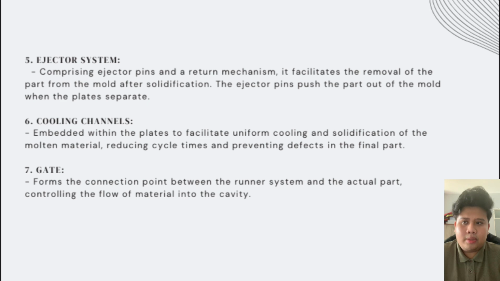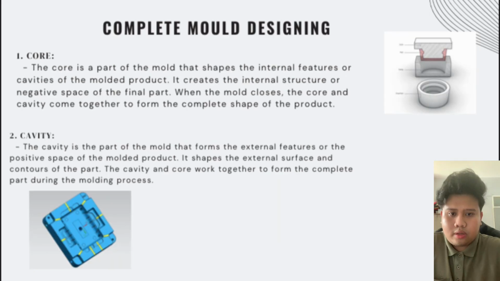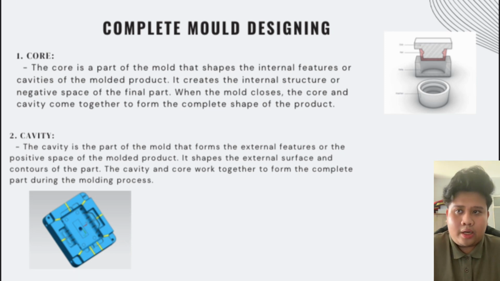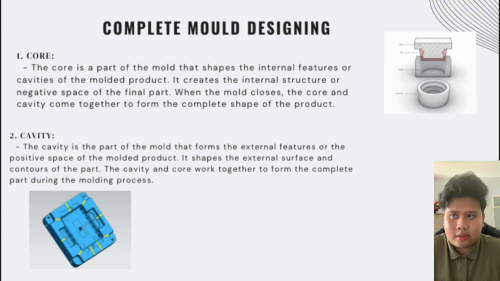Number 7, gate. It forms the connection point between the runner system and the actual part, controlling the flow of material into the cavity. Complete mold designing. First, core. The core is the part of the mold that shapes the internal features or cavity of the molded product. It creates the internal structure or negative space of the final part. When the mold closes, the core and cavity come together to form the complete shape of the product.